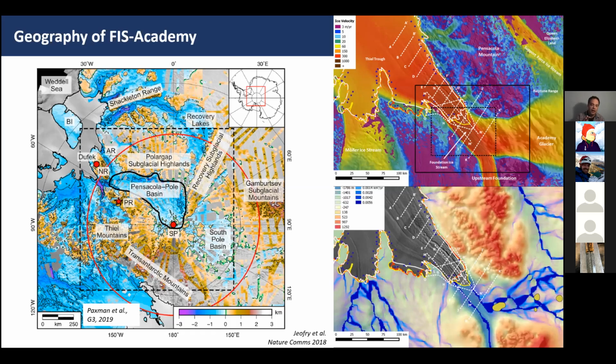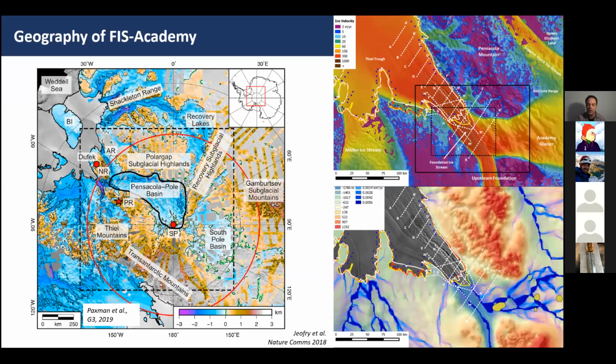And as you can see, the Pensacola Pole Basin and that deep basin to the grid north of the Steel Mountains, this whole area is surrounded by a lot of highlands, including the continuation of the Transantarctic Mountains, but also the Polar Gap subglacial highlands named after the Polar Gap Survey, the Recovery subglacial highlands, etc. So we've got this area where we've got large basins well below sea level, which is surrounded by these large subglacial highlands, which have been refined by some of these recent surveys.